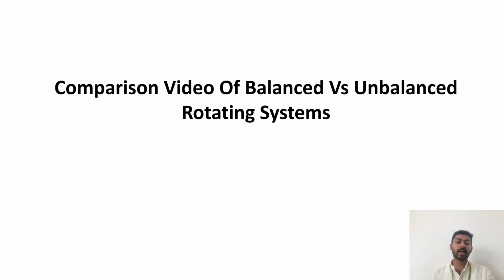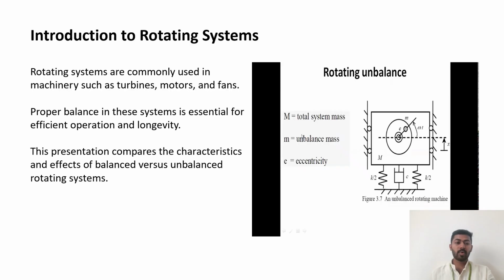The topic is comparison of balanced versus unbalanced rotating systems. A small introduction to rotating systems: rotating systems are commonly used in machinery such as turbines, motors, and fans. Proper balance in these systems is essential for efficient operation and longevity. This presentation compares the characteristics and effects of balanced versus unbalanced rotating systems.